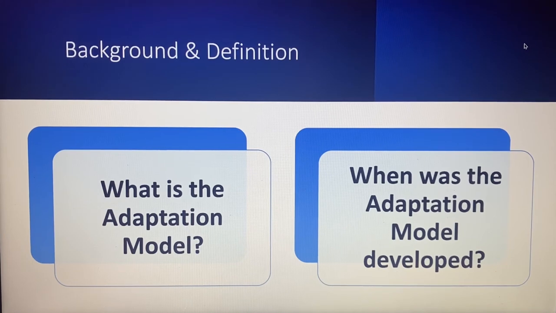Since the adaptation model is derived from holistic care, the activities of the advanced practice nurse move from being service-centered to serving in such a way that focuses solely on the patient. The adaptation model was developed by Sister Callista Roy, which I already said, in 1976, so pretty recent.